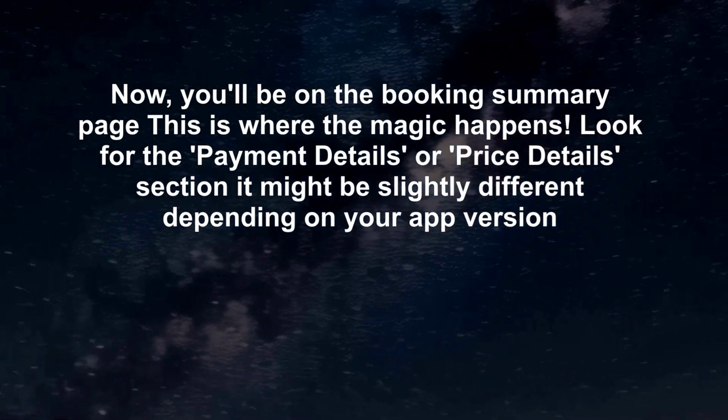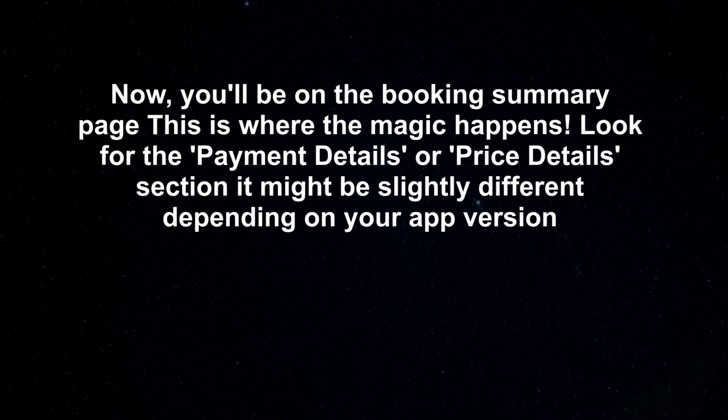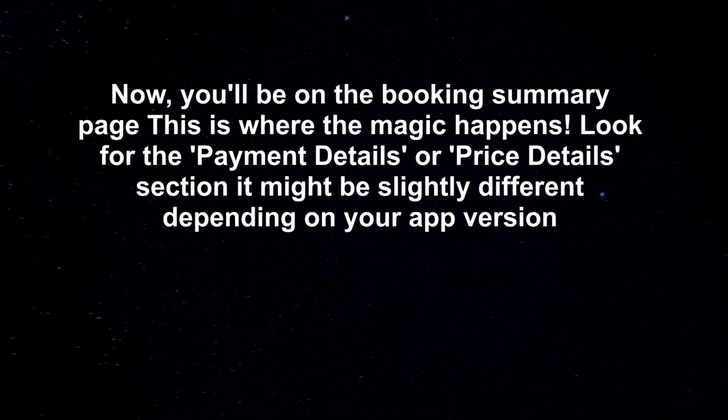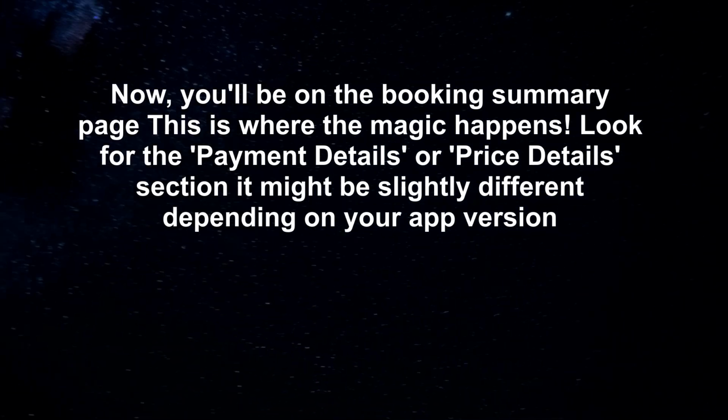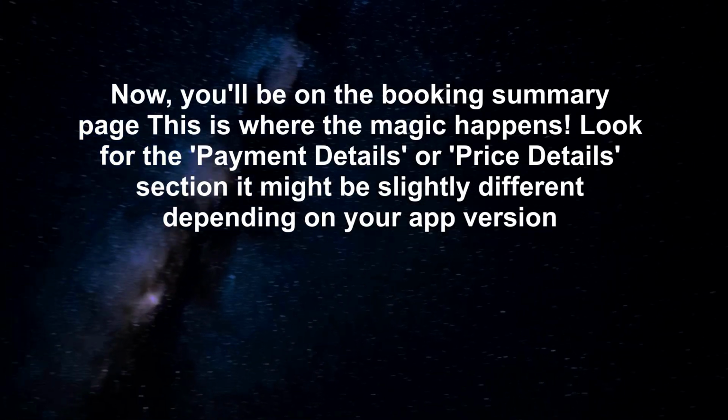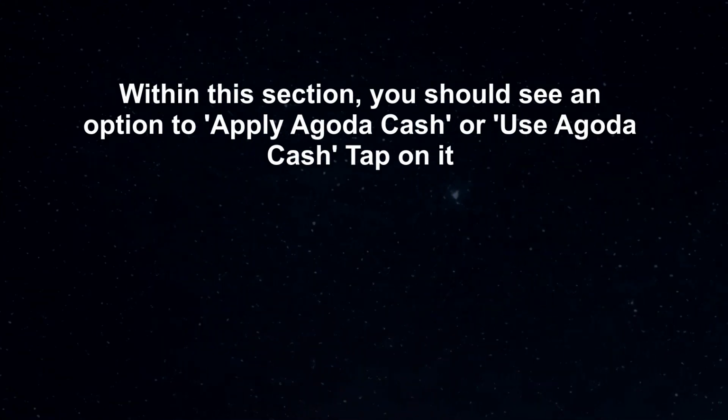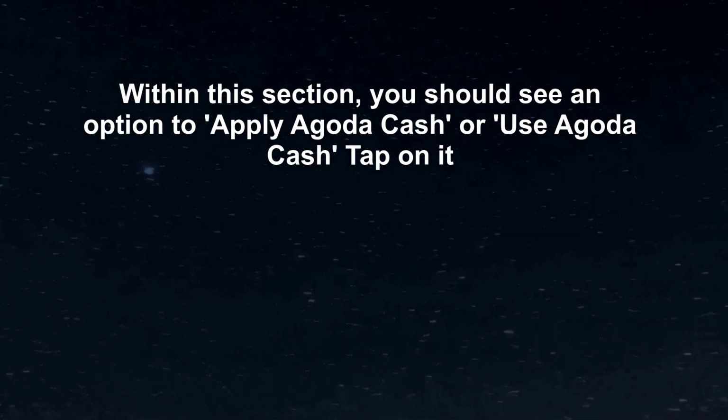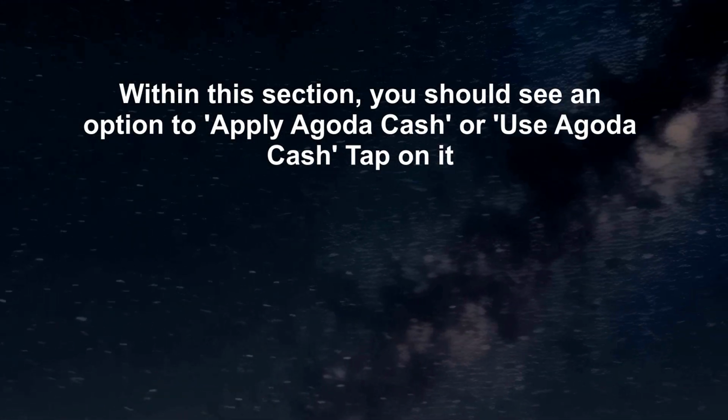Now, you'll be on the booking summary page. This is where the magic happens. Look for the payment details or price details section. It might be slightly different depending on your app version. Within this section, you should see an option to apply Agoda Cash or use Agoda Cash.